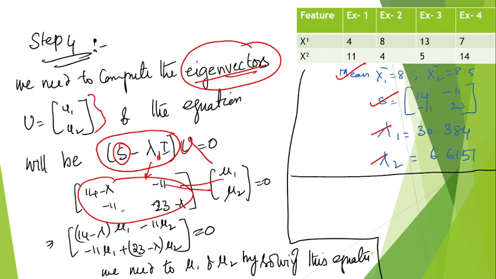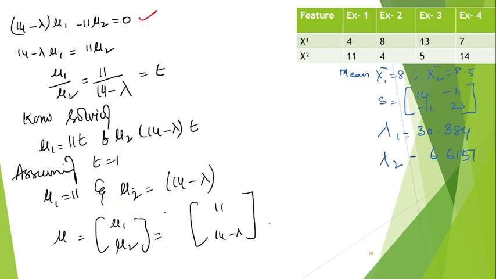I have taken the first equation into consideration, correct? So 14 minus lambda times mu 1 is equal to this one. This lambda will go here. Mu 1 and this mu 2 come down. 11 by this. Let me make it equal to t. Now solving, mu 1 is equal to t and mu 2 is equal to this. Assuming t is equal to 1, we got mu 1 is this one and mu 2 is this one.